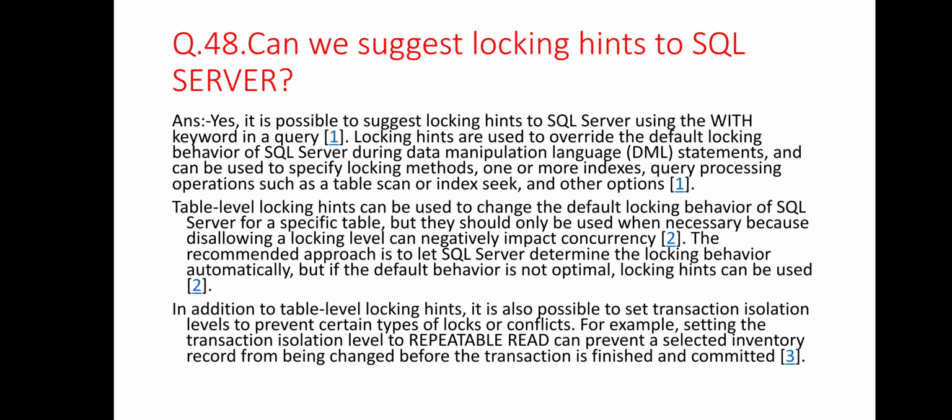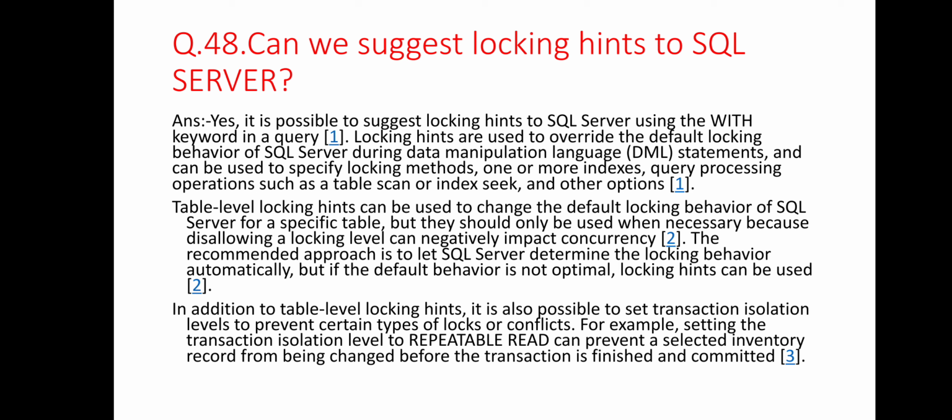Table level locking hints can be used to change the default locking behavior of SQL Server for a specific table, but they should only be used when necessary because disallowing a locking level can negatively impact concurrency. The recommended approach is to set SQL Server to determine the locking behavior automatically, but if the default behavior is not optimal, locking hints can be used.